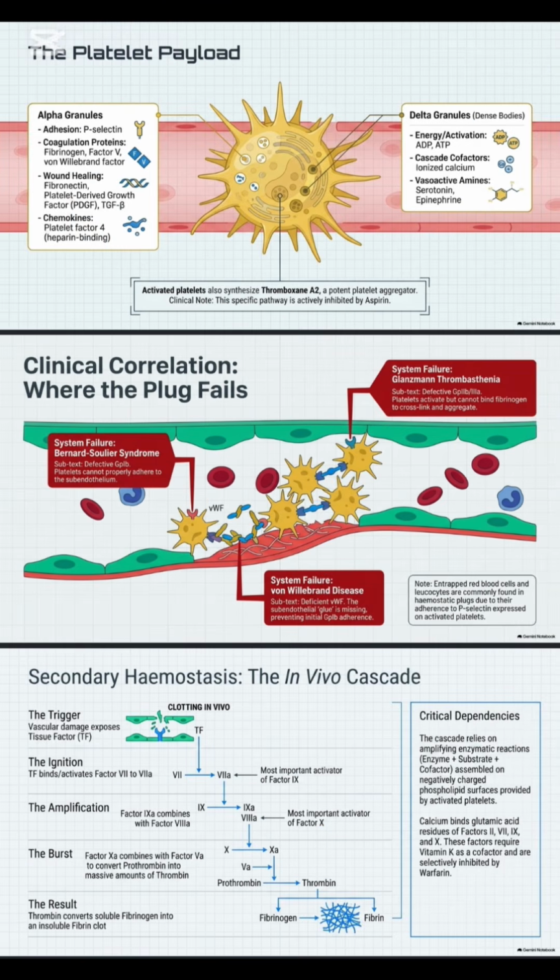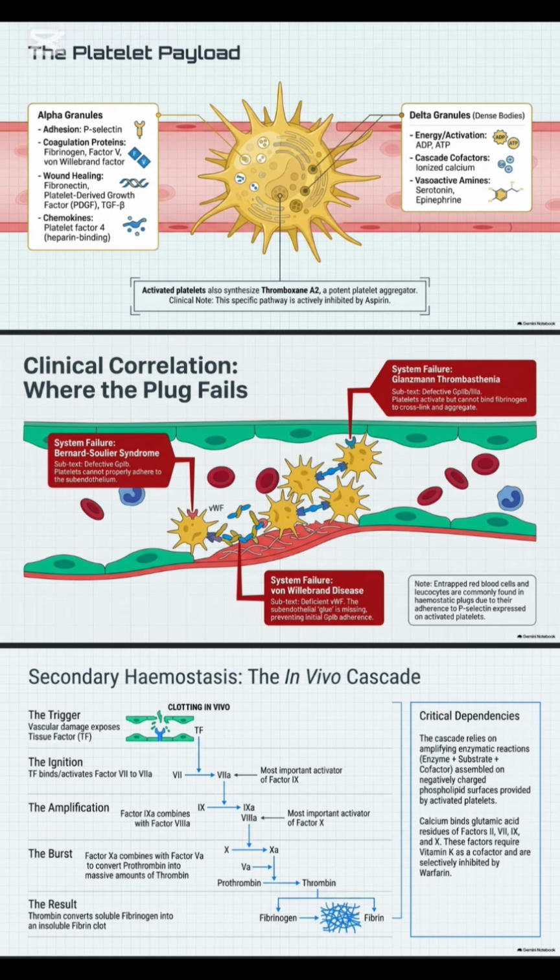Let's mention your platelet secreting granules. We have alpha and beta granules. For the alpha granules, we have adhesion molecules like P-selectin. We have coagulation proteins like fibrinogen, factor 5, von Willebrand factor. Then we have wound healing factors too, fibronectin, platelet-derived growth factor, and TGF-beta. Then we have chemokines, which is your platelet factor 4, which is heparin binding.